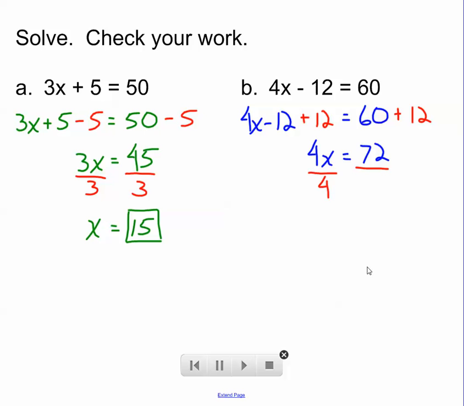And lastly, we'll just divide both sides by 4. And that tells us that x is 18. To check our answer, we'll just plug it back into the equation. 4 times 18 is 72, and 72 minus 12 is 60. Let's keep going.